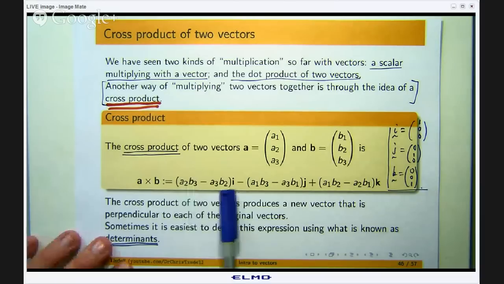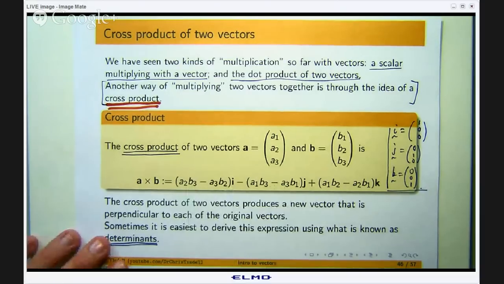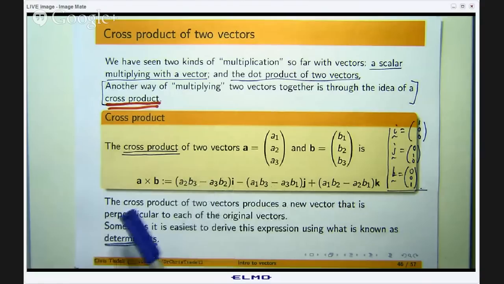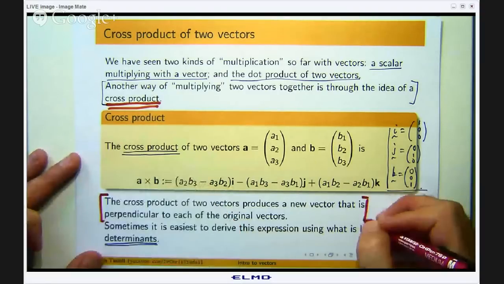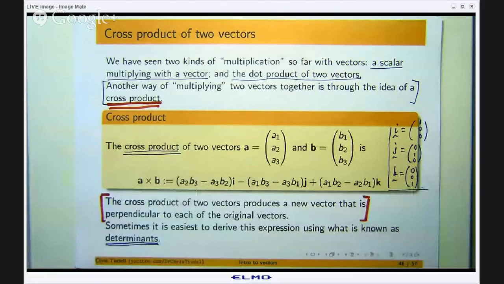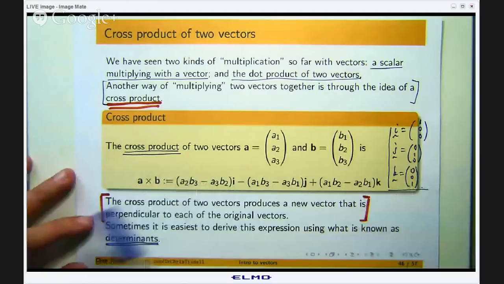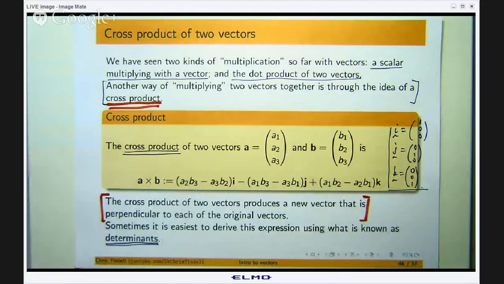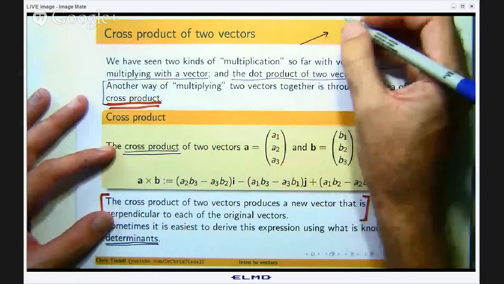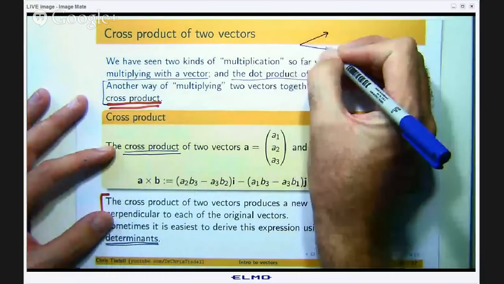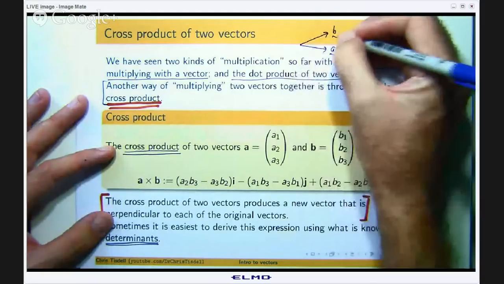Okay, so the first question is, these look quite bizarre and complex and abstract. Why would we want to define this sort of cross multiplication to be this? Well, geometrically, what this cross product does is produce a new vector that's perpendicular to both the A vector and the B vector. So let me just draw a little diagram here. Okay, this is a very loose diagram. Suppose I've got a vector A here and a vector B there.